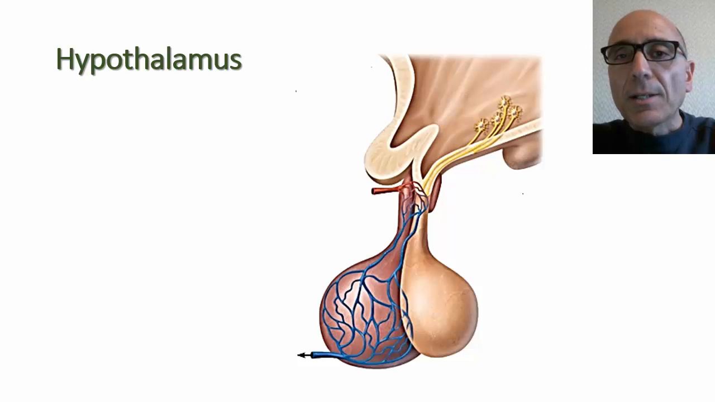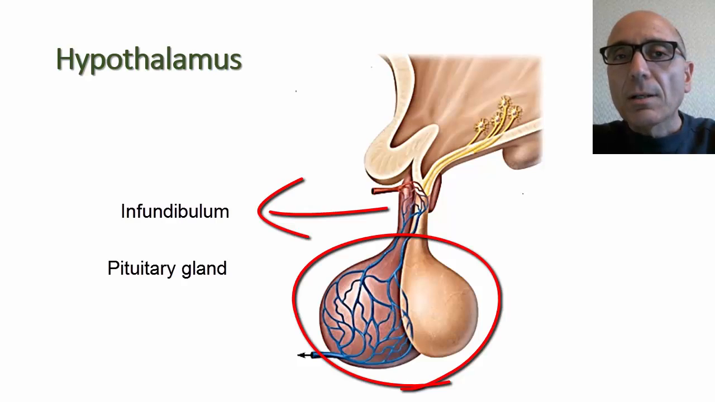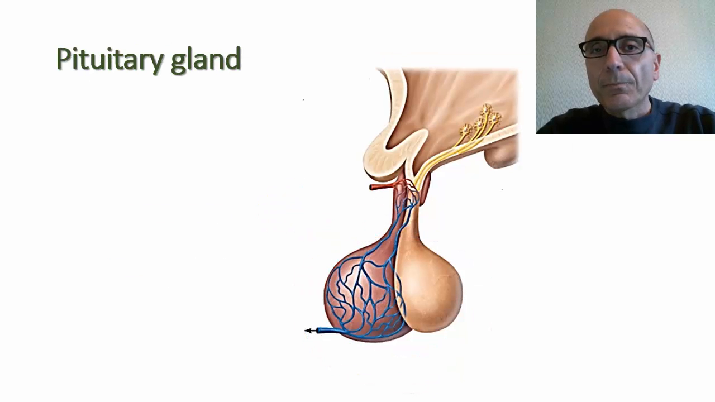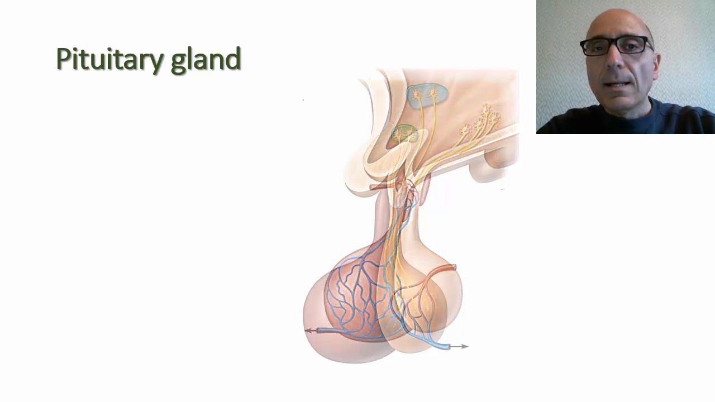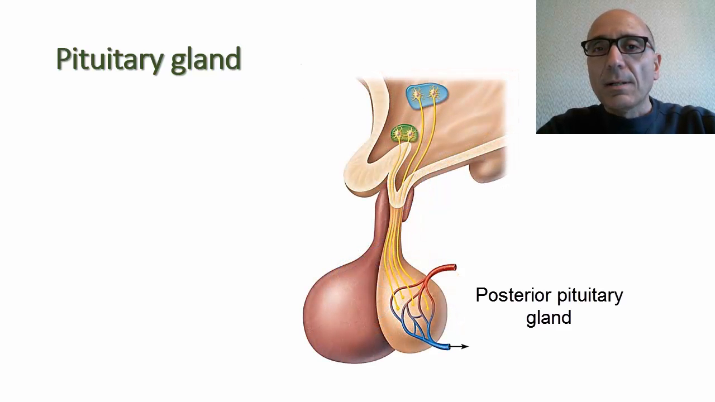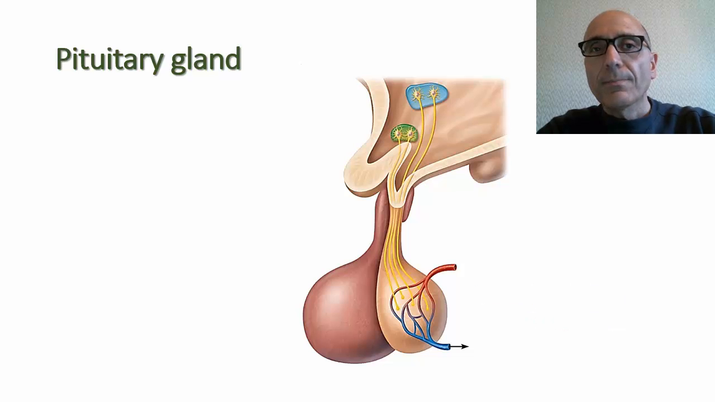The pituitary gland is connected to the hypothalamus via a stalk called the infundibulum. The pituitary gland consists of two parts: the anterior pituitary gland, which produces and secretes several regulatory hormones in response to signals from the hypothalamus, and the posterior pituitary gland, which consists of neuroendocrine tissue. The posterior pituitary stores and releases hormones produced by the hypothalamus.